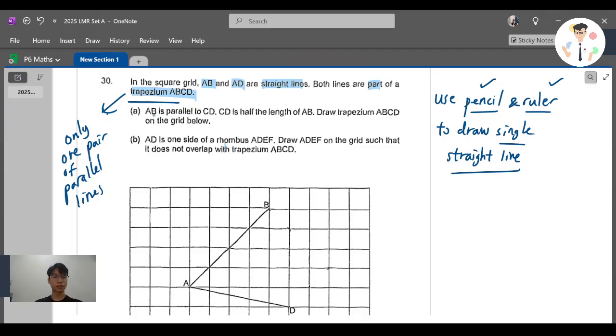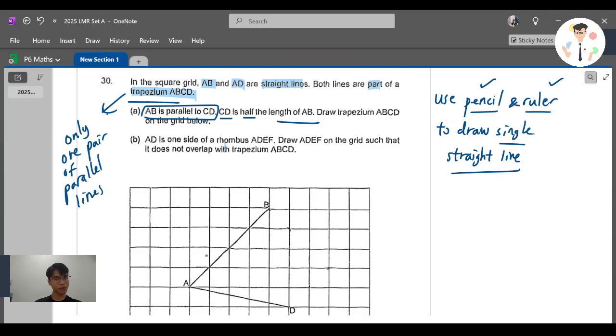Let's read the question continually. Here it says AB is parallel to CD. That means AB here and CD will be somewhere here, and they are parallel. So probably it looks something like this, okay? And CD is half the length of AB.